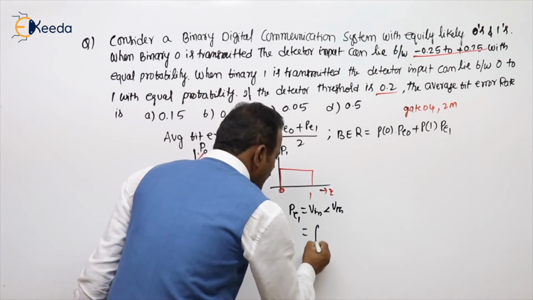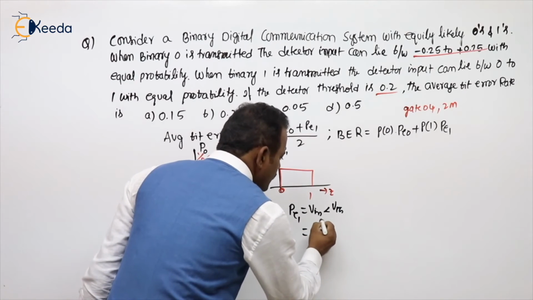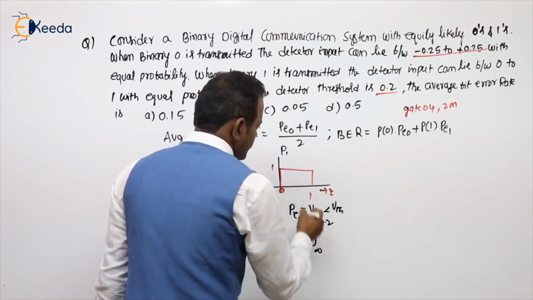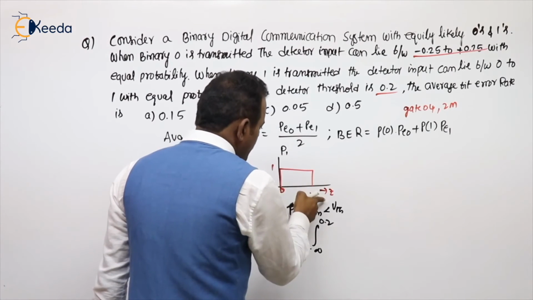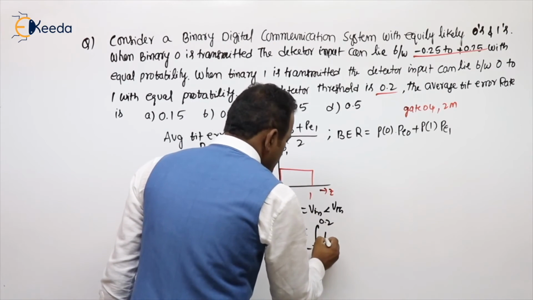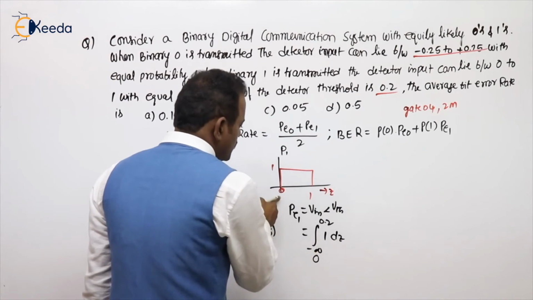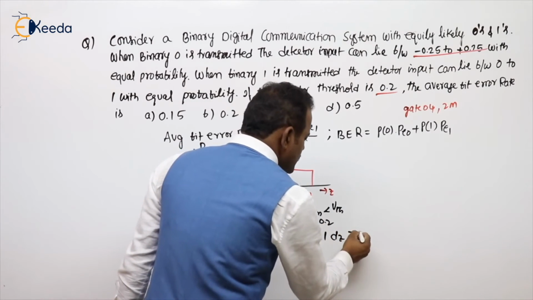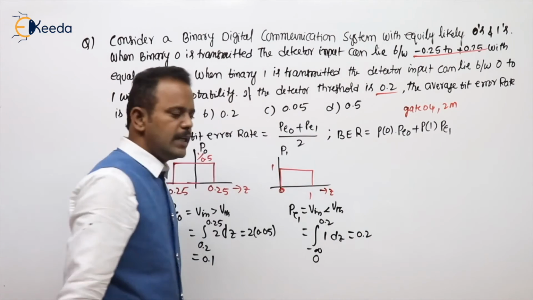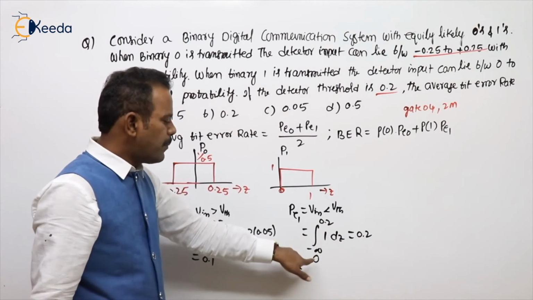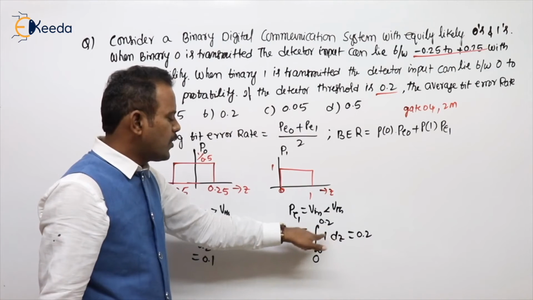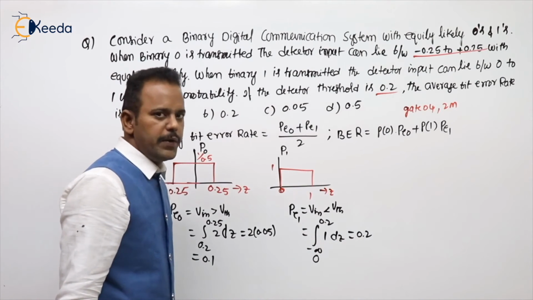Where do I have to integrate? From minus infinity to the threshold, its PDF into dz. Its PDF value is of course 1 into dz, but it is starting from 0 only. So what is this value? Integral of 0.2 dz is z, upper minus lower limit: 1 into 0.2 minus 0. So it will be 0.2.